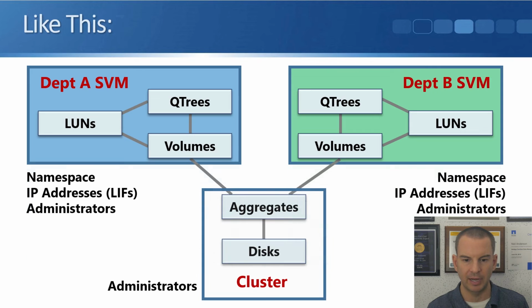It works like this, where the aggregates are not tied to a particular SVM. So now, if we have that same situation where Department A has got plenty of space left in its volumes, Department B is running out of space on the underlying disks, well, we can just give the disk space to Department B. Department A doesn't need it. It's completely flexible because the disks and the aggregates are not tied to a particular SVM.